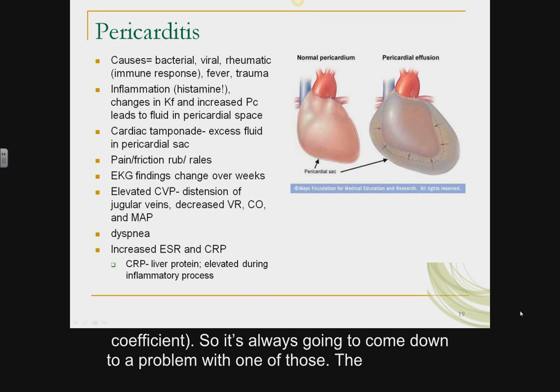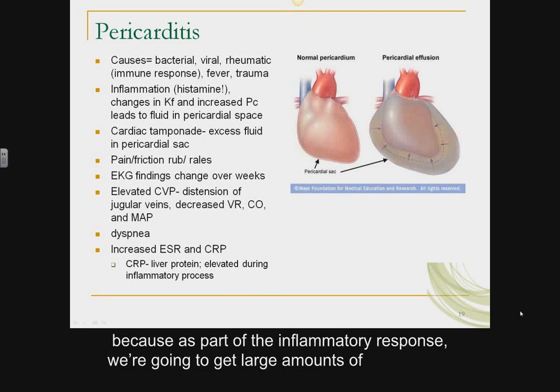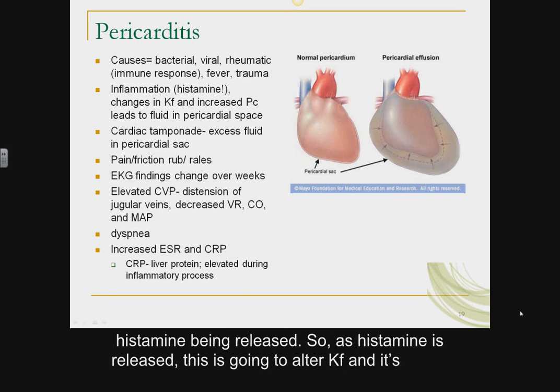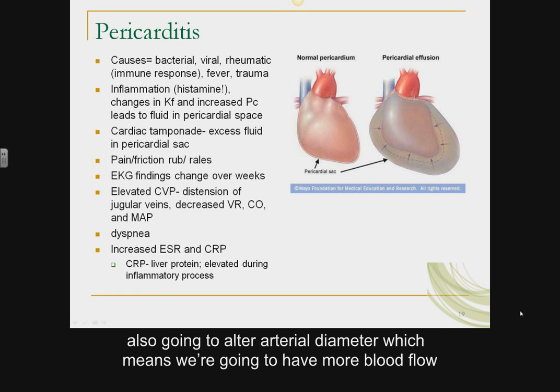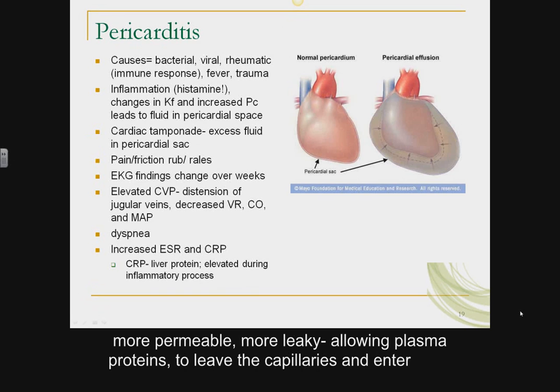The capillaries, in this case, that supply the serous pericardium, they become permeable. Why? Because it's part of the inflammatory response. We're going to see large amounts of histamine being released. As histamine is released, this is going to alter the KF, and it's also going to alter arterial diameter, which means we're going to have more blood flow to the serosal pericardial membranes. And those capillaries are going to become more permeable, more leaky, allowing plasma proteins to leave the capillaries and enter the pericardial space.